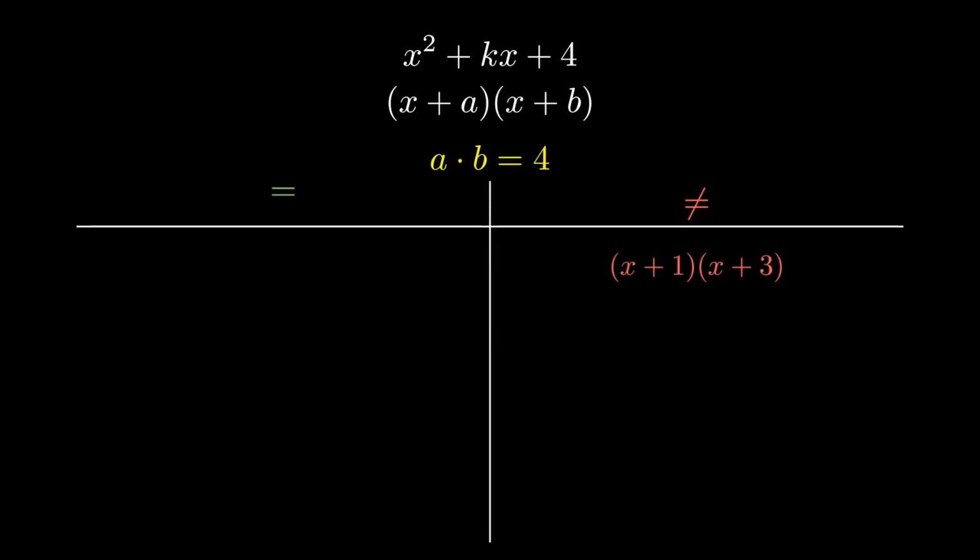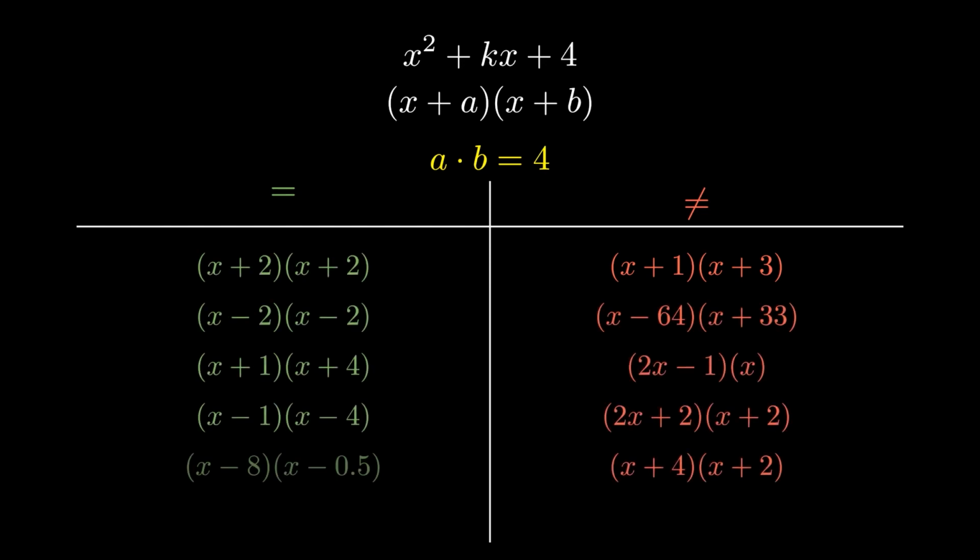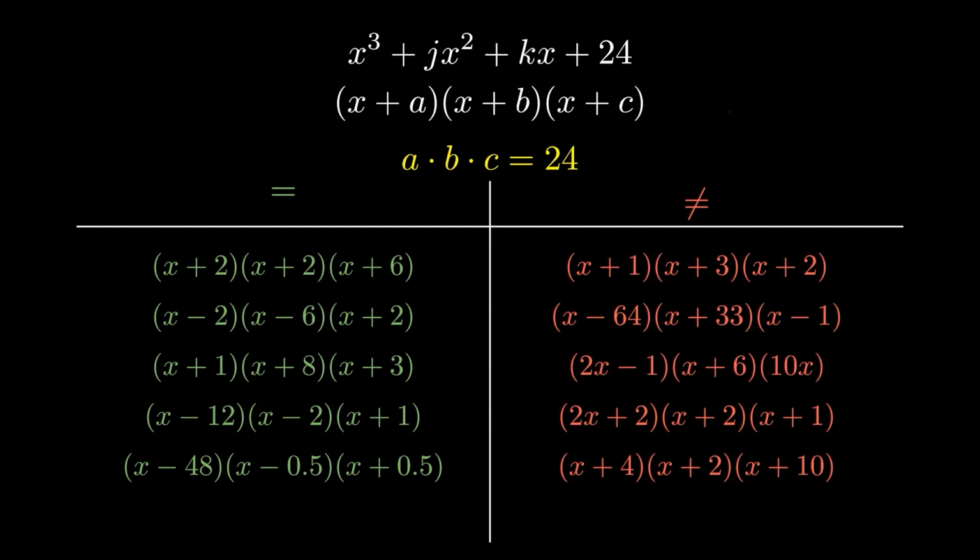For example, x plus 1 times x plus 3 is never equal to x squared plus kx plus 4, because the expanded form contains a 3 as a constant term. In other words, a times b has to equal 4. Now, we can take this idea further to a cubic. A times b times c has to equal this constant term at the end. The only possible way to form a constant term is the product of a times b times c, right?